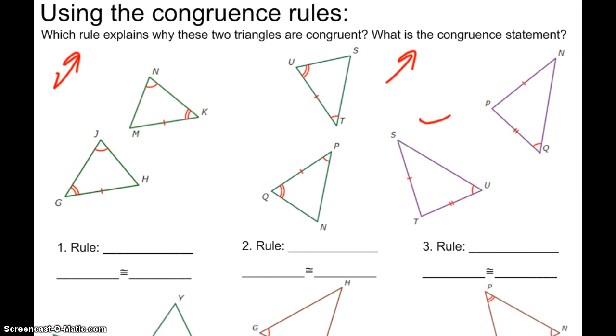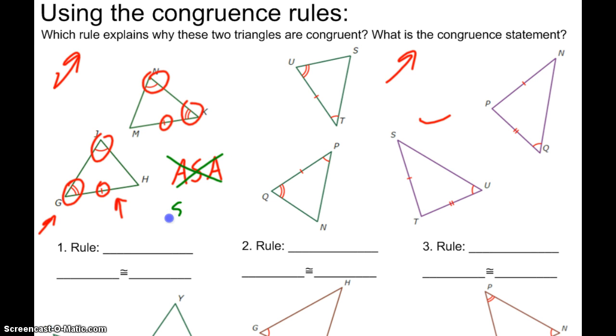When we look at number 1, what you want to do is see what parts of the two triangles are congruent to each other. We see there's a side, an angle, and another angle. Now you might be tempted to say that's angle, side, angle, but look, this side is not between the two angles. So it's actually going to be side, angle, angle, or angle, angle, side if you prefer. So the rule why they're congruent is side, angle, angle, or angle, angle, side.